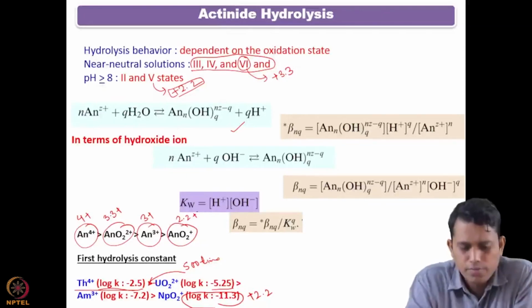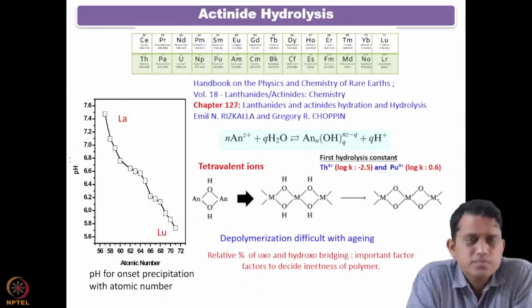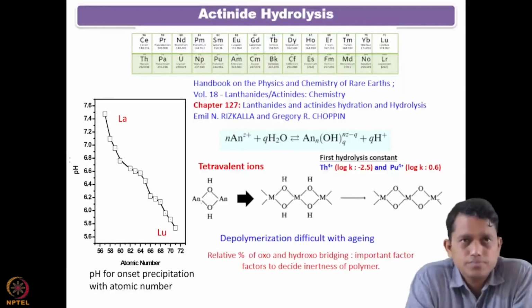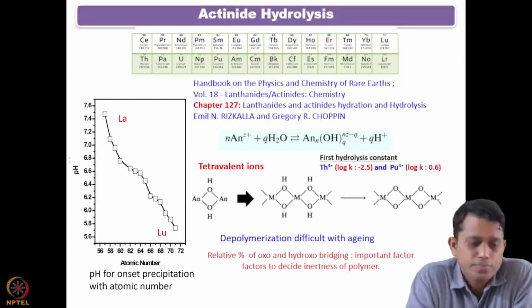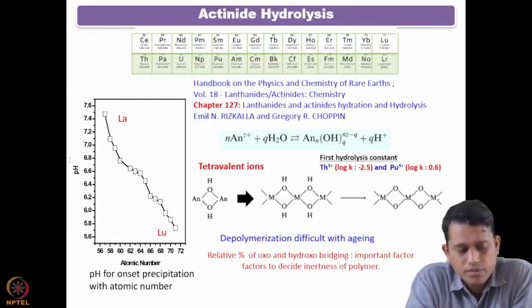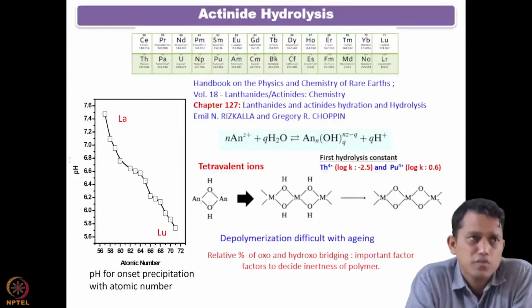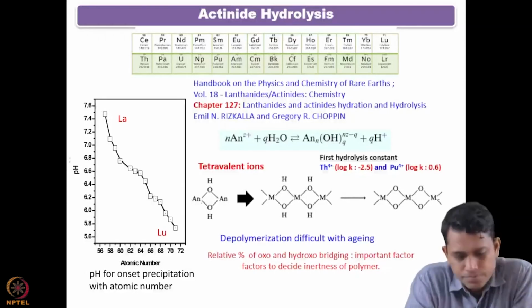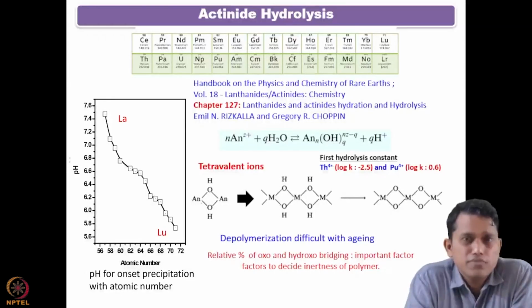And then we have seen how the trend of hydrolysis varies in the lanthanide series. We have seen that in the lanthanide series, hydrolysis will start at a lower pH as we move. That is because of the Z by R ratio, or because of the higher ionic potential of the lanthanides when we are moving from left to right.